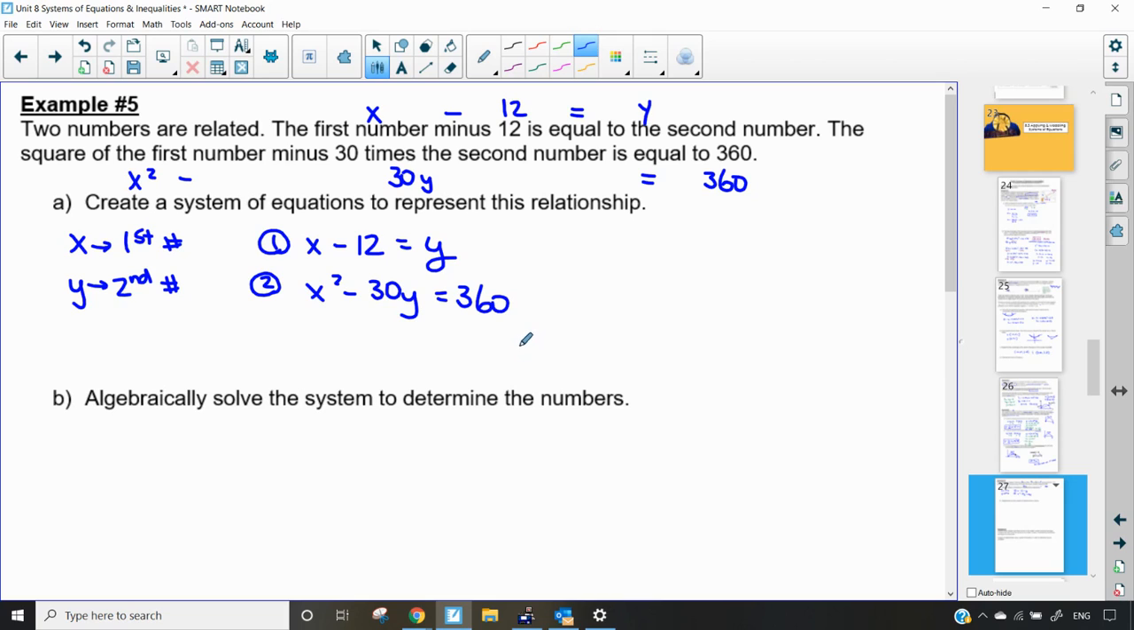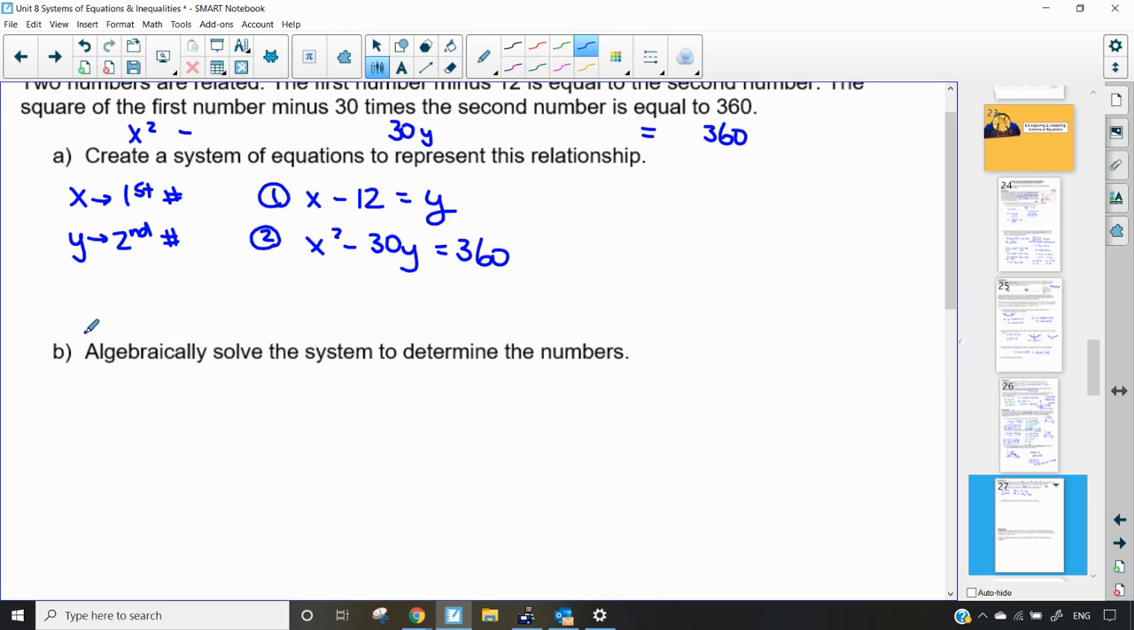Now once we have our two equations, then we can go about solving. And in this question here, we're asked to solve algebraically. That means we have two options. We have substitution or we have elimination. That doesn't mean we can't check it with our calculator later, but if we're asked to solve algebraically, we need to use one of those two methods. And so taking a look here, I've got a linear equation and I've got a quadratic. I'm going to solve using substitution.